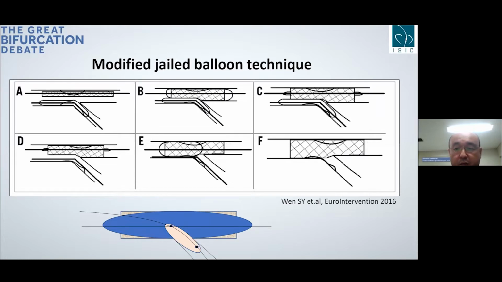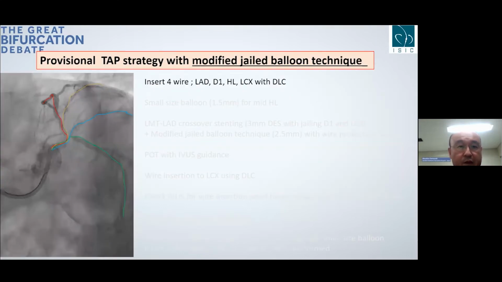The original paper was published in 2006 in the European version, but my strategy for the modified jailed balloon is a little bit like the snuggle kissing, and the proximal marker is just adjusted to the main vessel stenting, and that looks like the lower part figure. So my strategy is right here. I want to show you my strategy: the provisional single stent, provisional tap strategy with the modified jailed balloon technique.